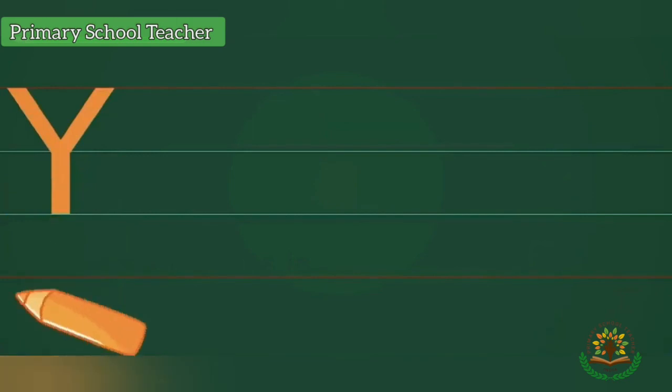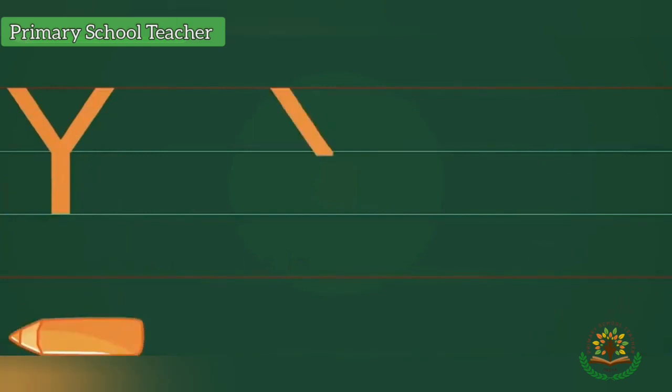Now it's time to write Y. Draw a V and join it by a standing line.